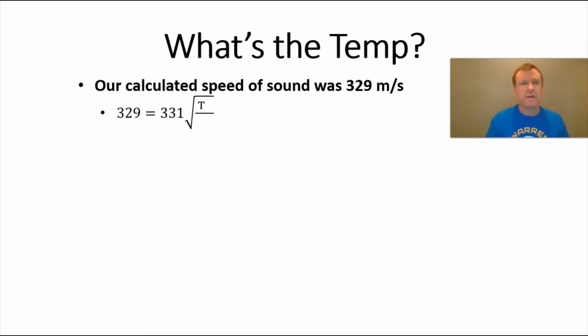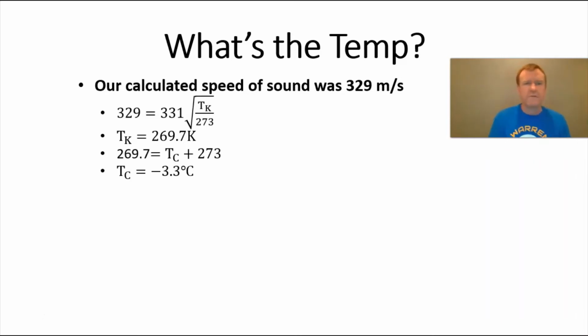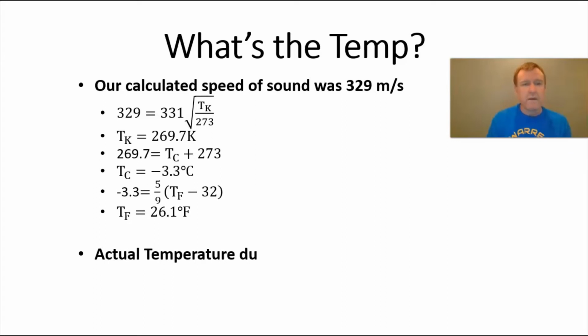Okay, so we calculated 329 meters per second, so I put that in for the speed. I'm going to solve for the temperature in Kelvin: 269.7. I'm going to convert that to Celsius using that 273 value, so minus 3.3 degrees Celsius. We know water freezes at 0 degrees Celsius, so that sounds kind of reasonable. Converting that to Fahrenheit, we get 26.1 degrees Fahrenheit. Makes sense. It was kind of a cold day today. I measured the actual temperature, 37 degrees Fahrenheit. So we're off by about 11 degrees. Sounds like a lot.